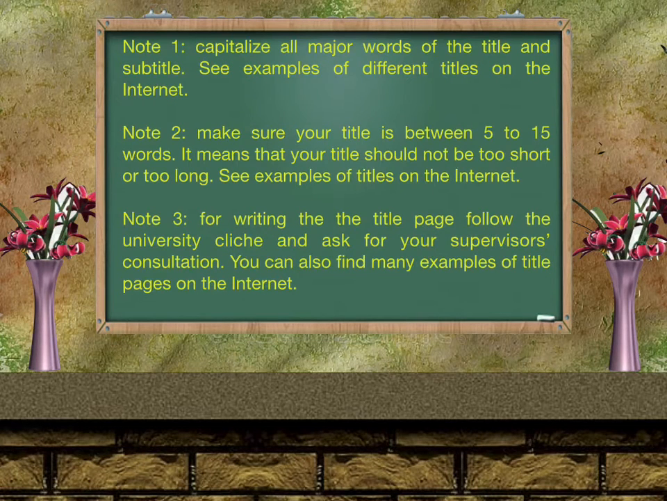Note 1. Capitalize all major words of the title and subtitle. See examples of different titles on the internet. Note 2. Make sure your title is between 5 to 15 words. It means that your title should not be too short or too long. See examples of titles on the internet. Note 3. For writing the title page, follow the university cliché and ask for your supervisor's consultation. You can also find many examples of title pages on the internet.